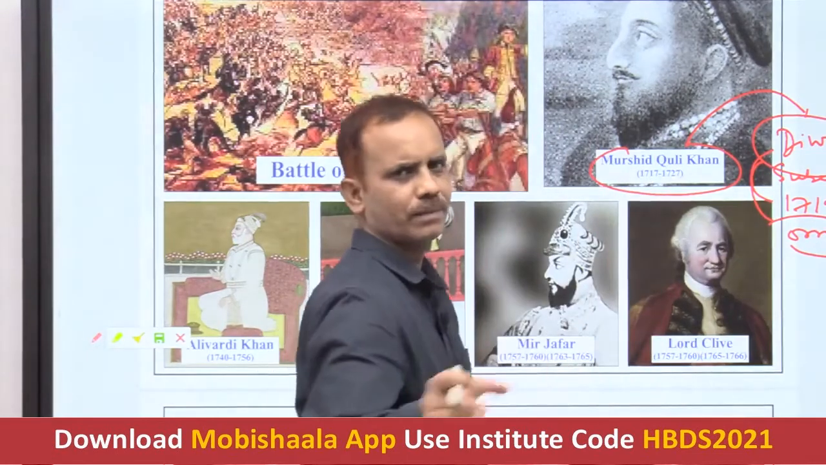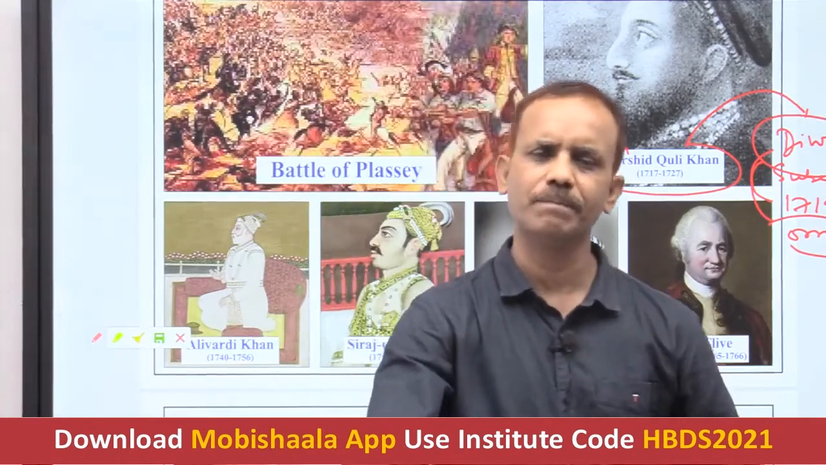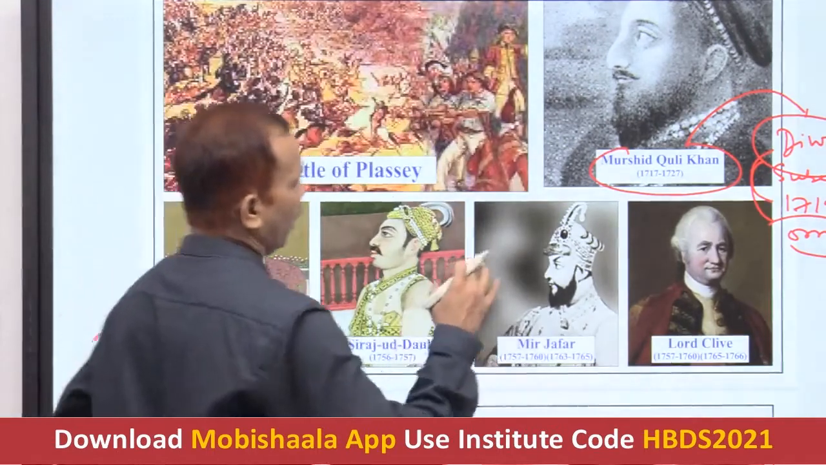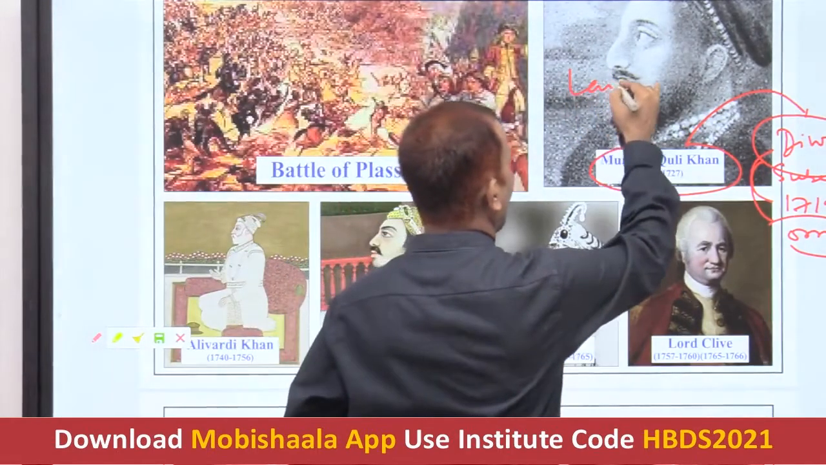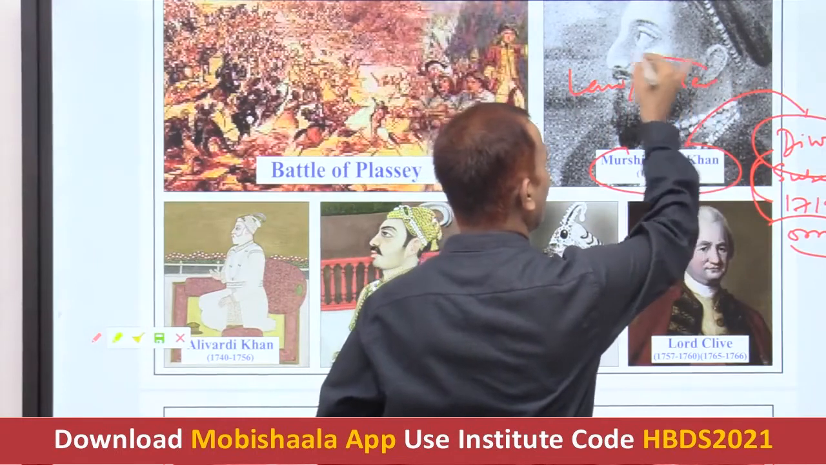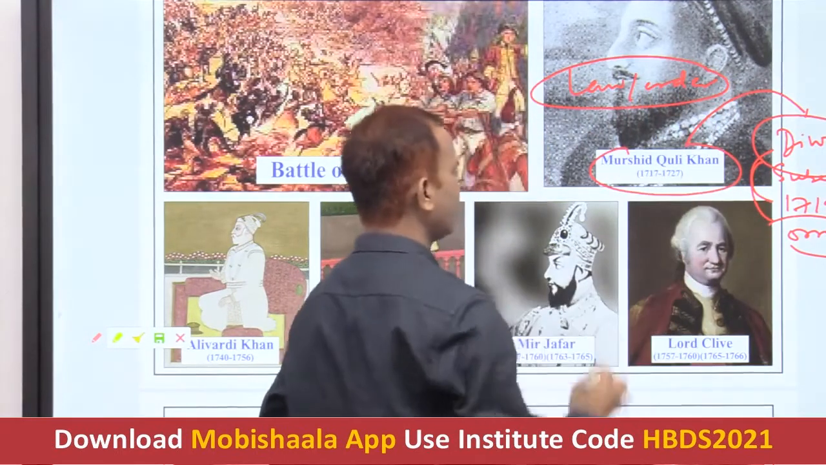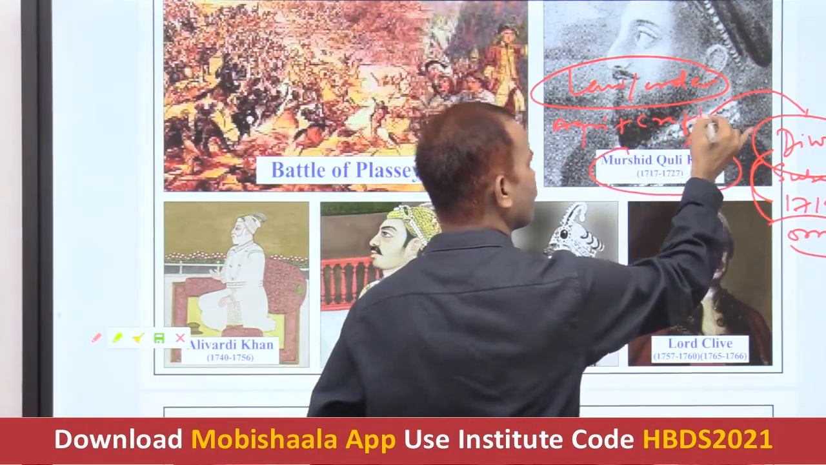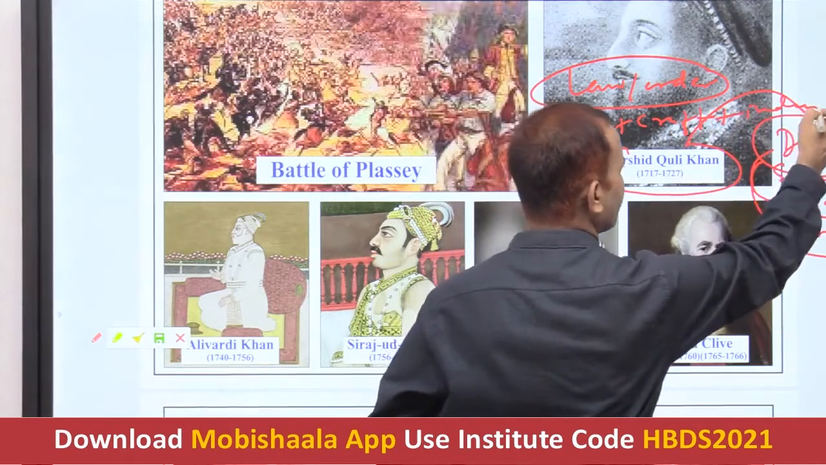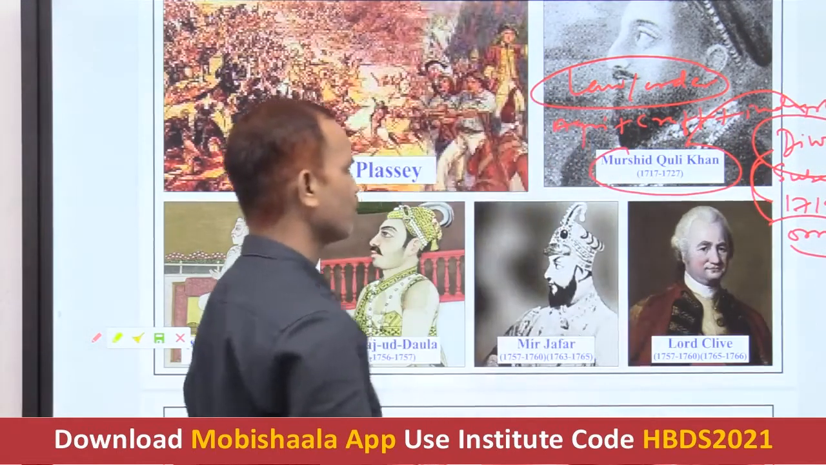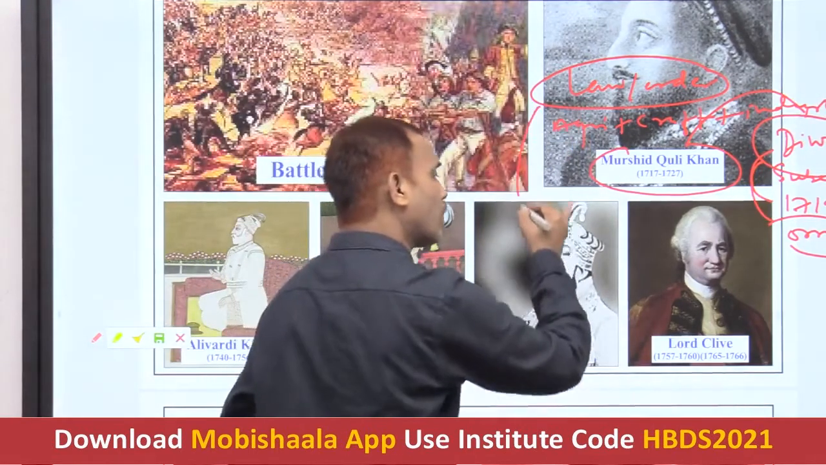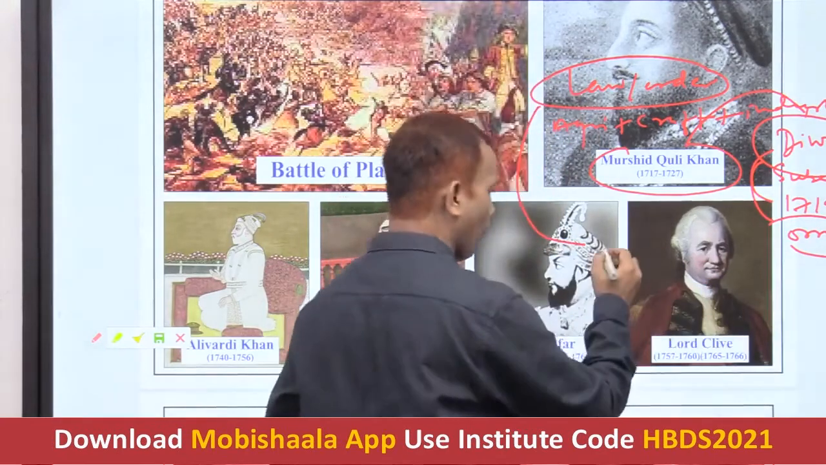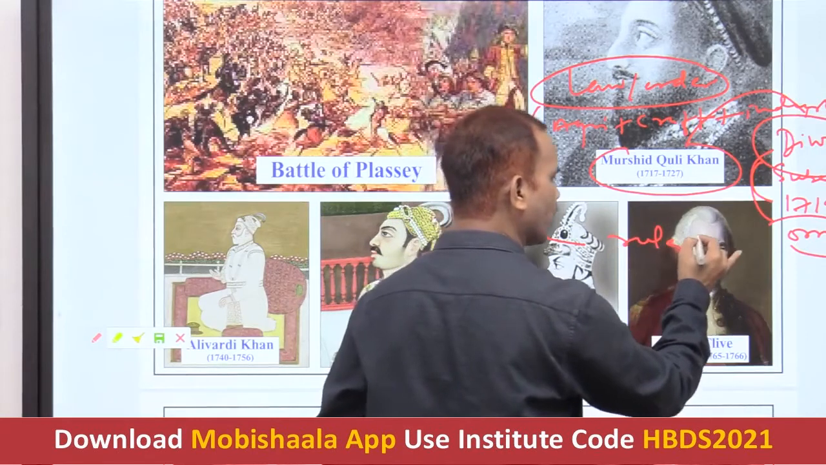Murshid Quli Khan was a capable ruler, and so he maintained law and order in Bengal, number one. He also promoted agriculture, craft, industry in Bengal, and he also compelled the British company and French company to obey the rules and regulations of Bengal.